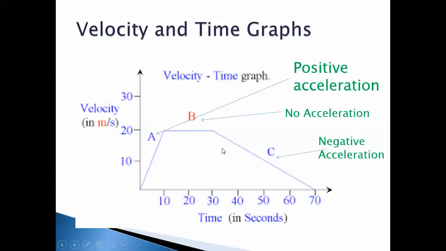If I'm doing the math right in my head, I think it would be negative 0.5 meters per second. So that means every second that goes by, this object is traveling a half of a meter per second slower. So again, positive slope, positive acceleration. No slope, 0 slope, no acceleration or 0 acceleration. And then negative slope, negative acceleration. So this means speeding up, constant speed, slowing down.